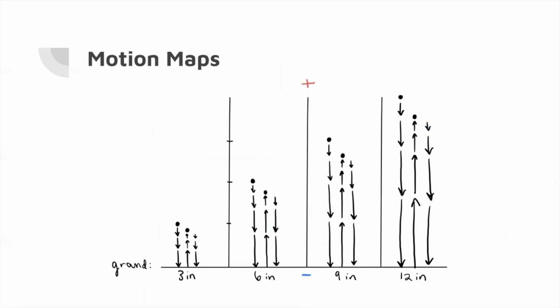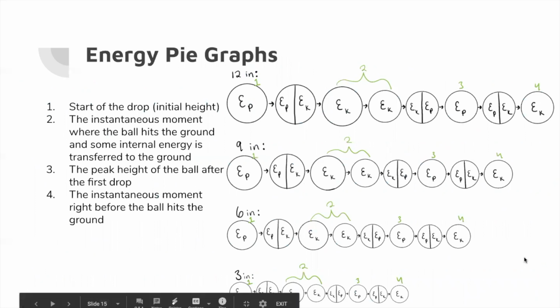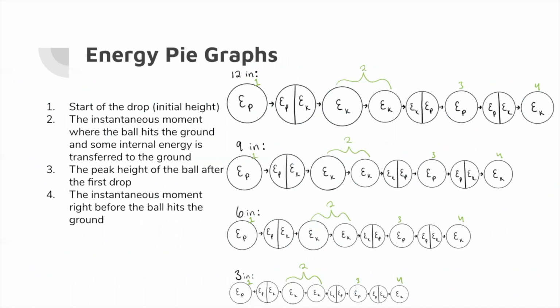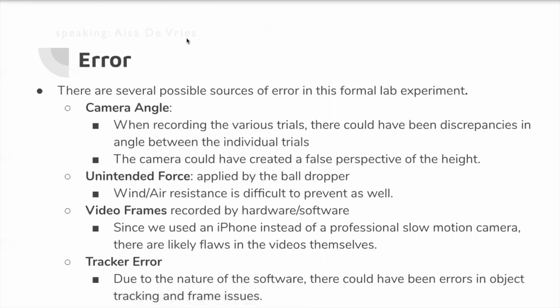As you can see towards the end of each trial, the lines at the end get bigger, indicating a greater total energy of the system due to larger kinetic energy. And again, these are just energy pie graphs representing changes in the energy in the system. You can see at the bounce where 2 is labeled, that is where some energy is lost due to contact. All right, so possible sources of error were camera angle, unintended force, video frames, so hardware and software issues.